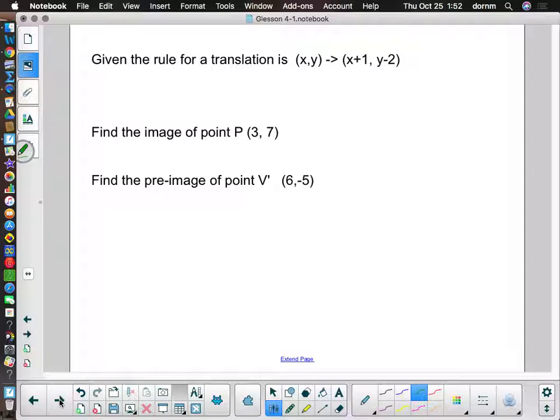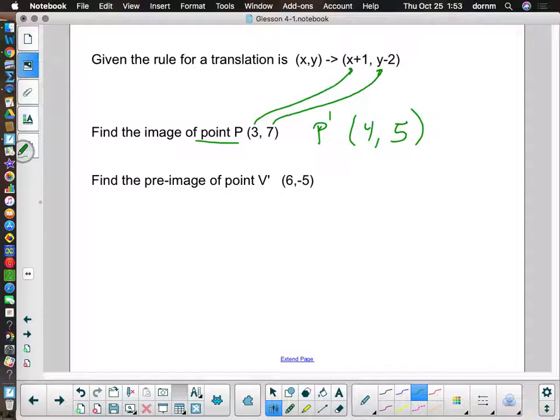Okay. So if we're given the rule for a translation as x, y goes to x plus 1, y minus 2, find the image of point P at 3, 7. Well, first off, the image of point P would be P primed. And the coordinates of that point would be, well, 3 plus 1 is 4. And 7 minus 2 is 5. That's simple. Don't need to graph it, don't need to do anything. It's just right there.